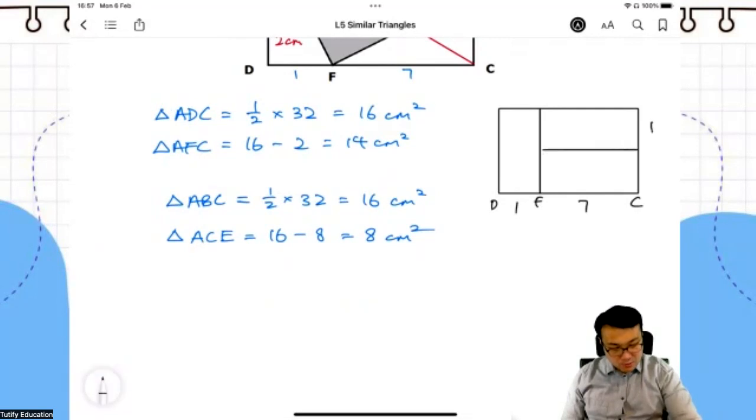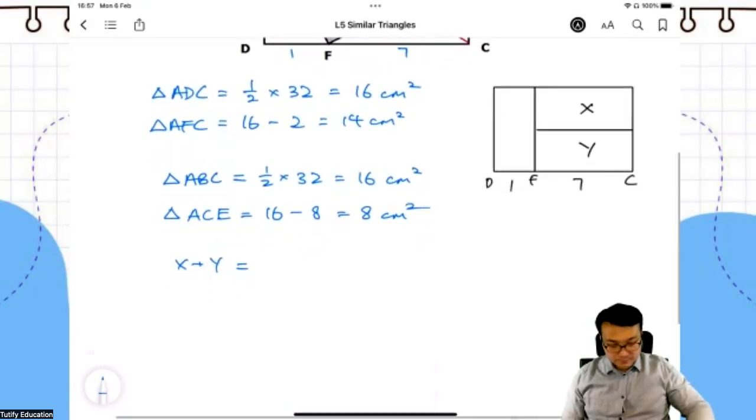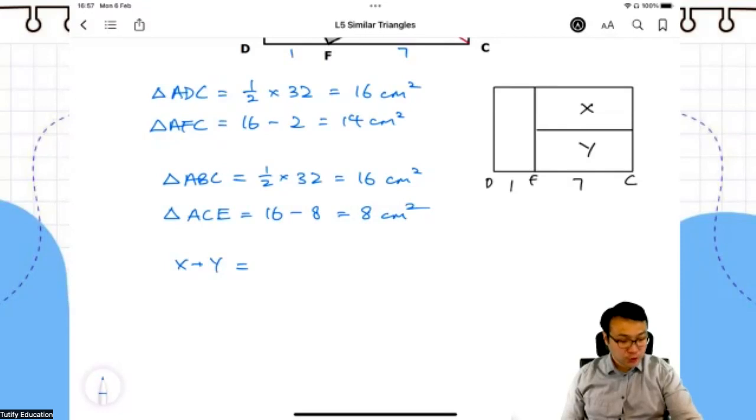I also know that this is 1:1, right? Okay, let me call this rectangle X and let me call this rectangle Y. Can you help me to find the area of rectangle X plus Y? Because you already know the total is 32. And you also know this is 1 and this is 7. What is the area of X plus Y?